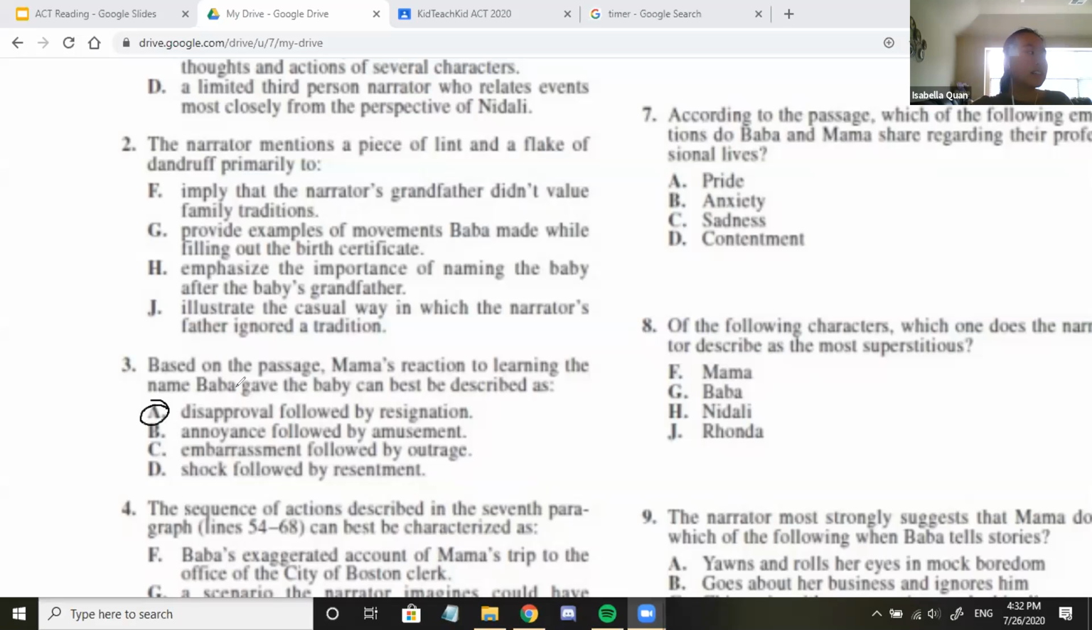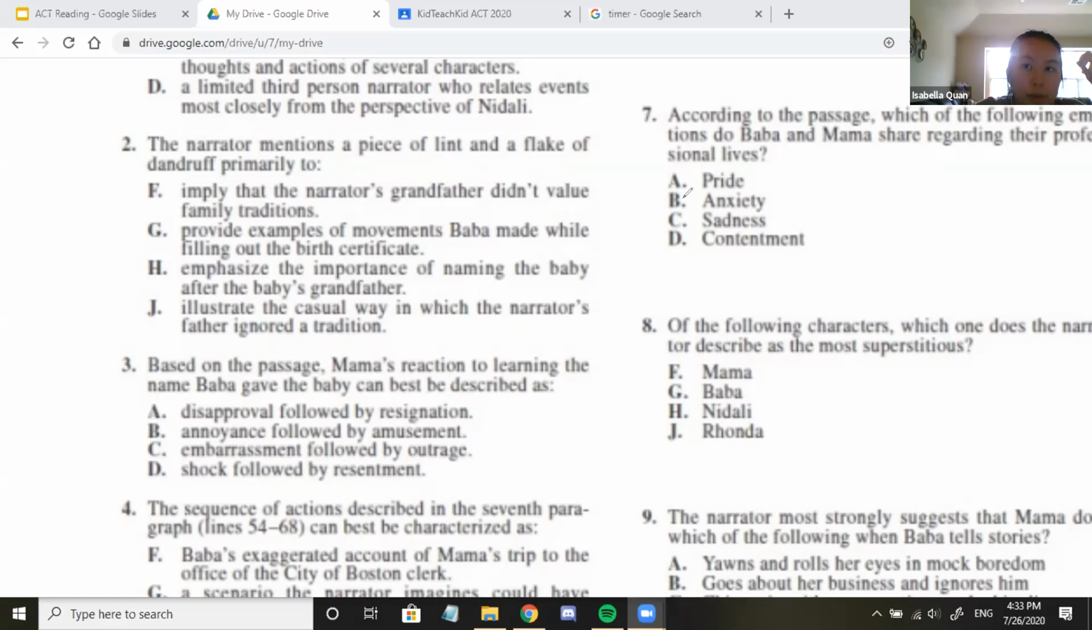The reason for that is her initial response is negative, which doesn't really eliminate any of these, but the big one is what does she do after? She's definitely not amused by it. There's nothing where she laughs about it, nothing where she gives any indication that she's amused, and nor is there anything outraged. If she was outraged, she would go in there and change the name. And even resentment, there's not really much negativity. So it is actually resignation. She just accepts the name. The narrator keeps her name. So it's going to be that.